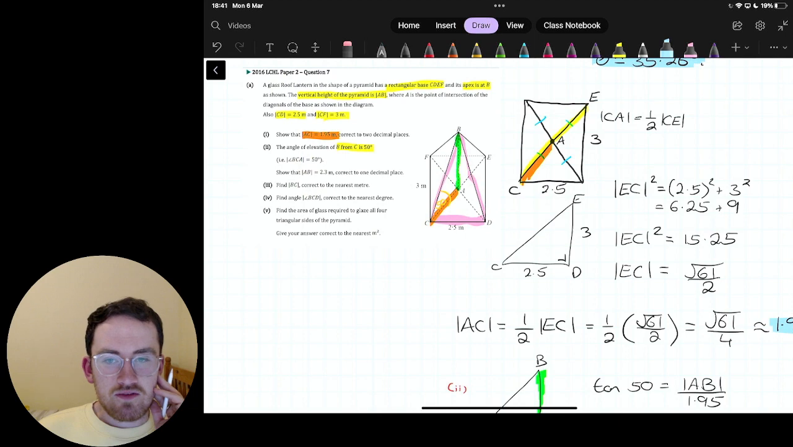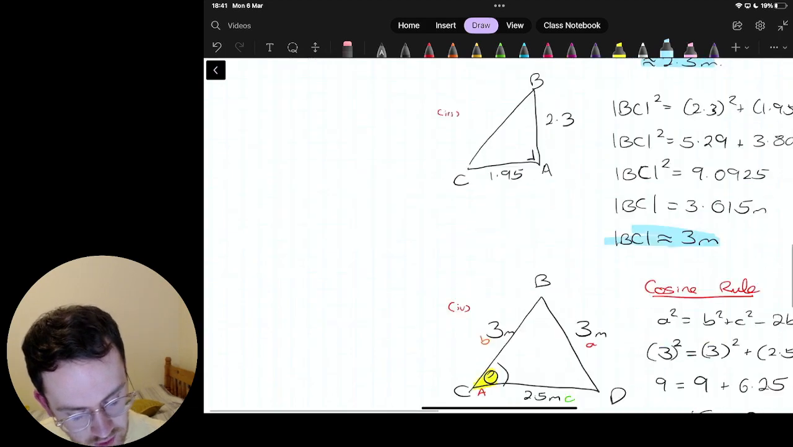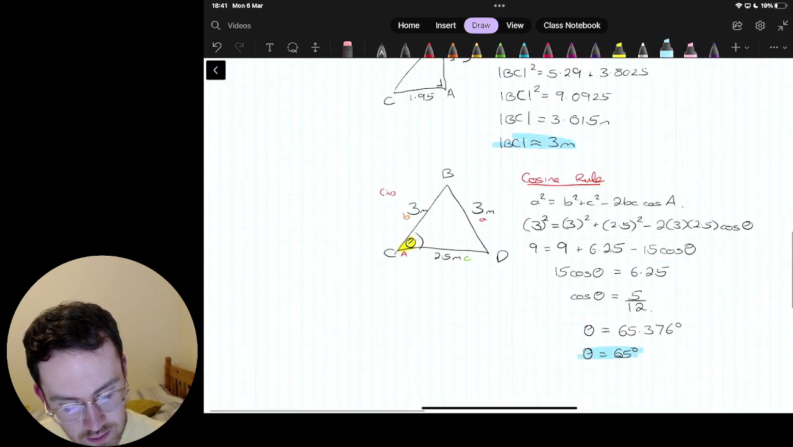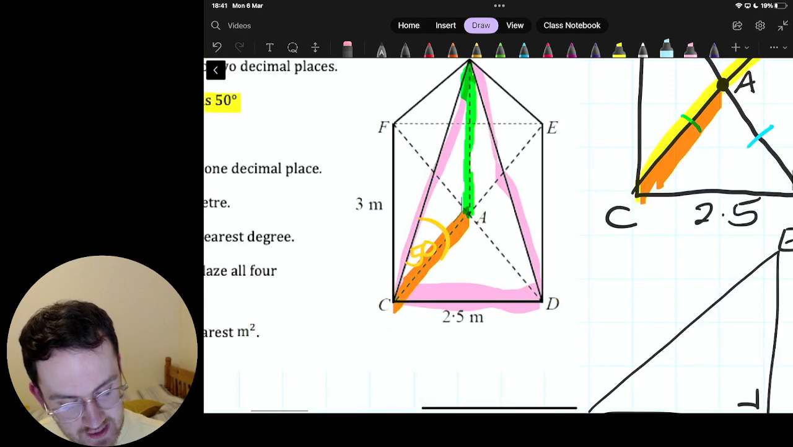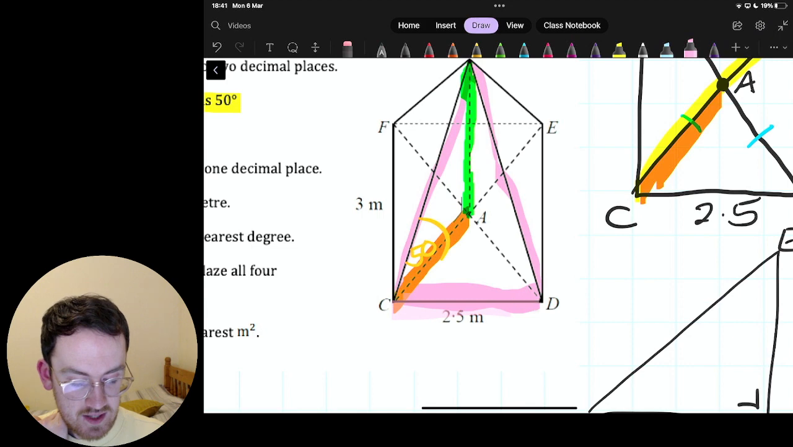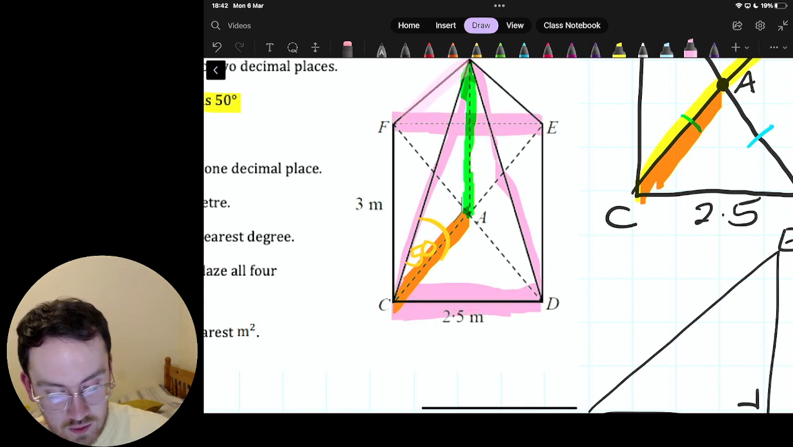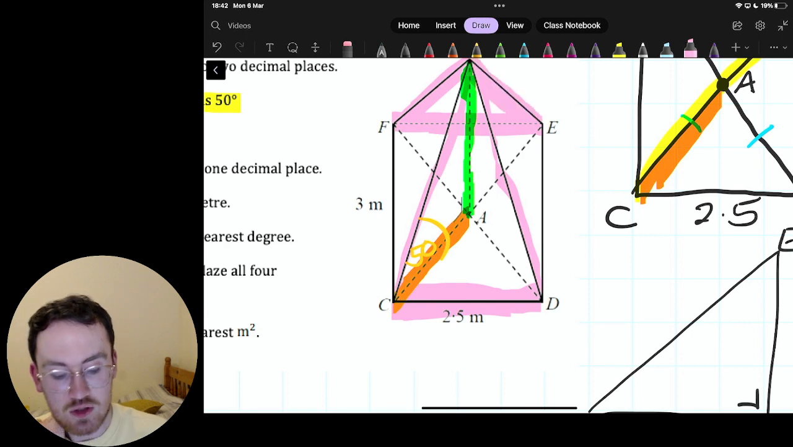The last part, part 5, says find the area of glass required to glaze all 4 triangular sides of the pyramid. Give your answer correct to the nearest meter squared. So what we know is we have one triangle BCD here, which has a side length of 2.5 for CD, for the edge here. On the far side, we have another triangle which would have the same measurements completely.